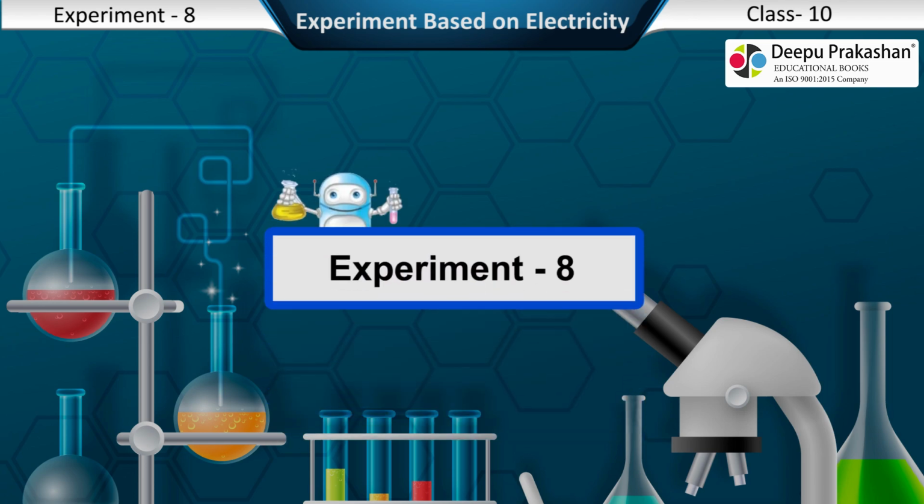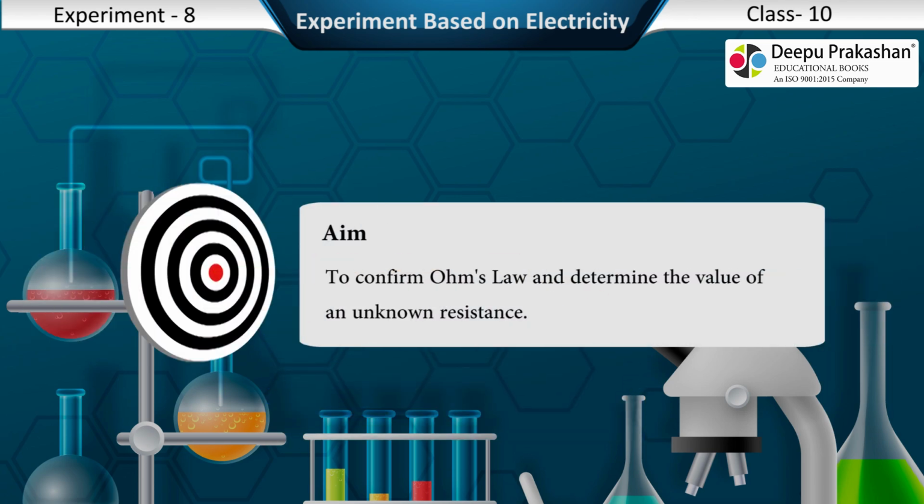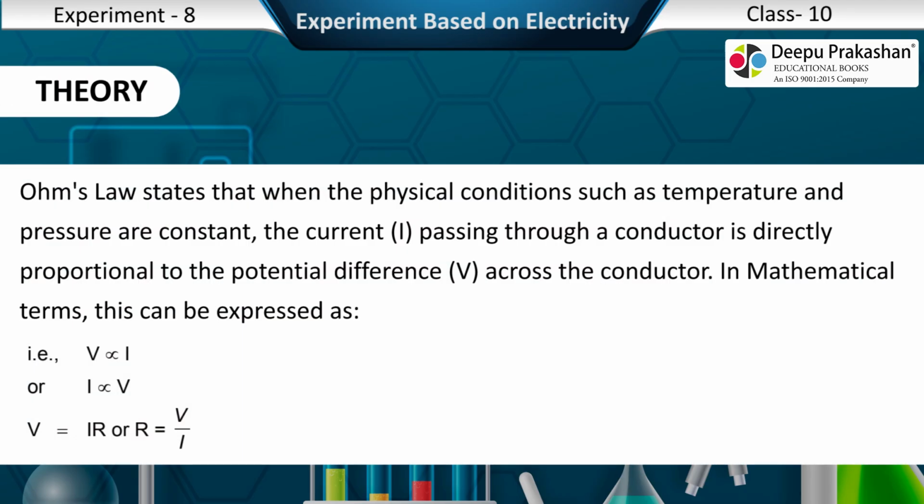Experiment 8. Aim: To confirm Ohm's law and determine the value of an unknown resistance. Theory: Ohm's law states that when the physical conditions such as temperature and pressure are constant, the current, I, passing through a conductor is directly proportional to the potential difference, V, across the conductor.